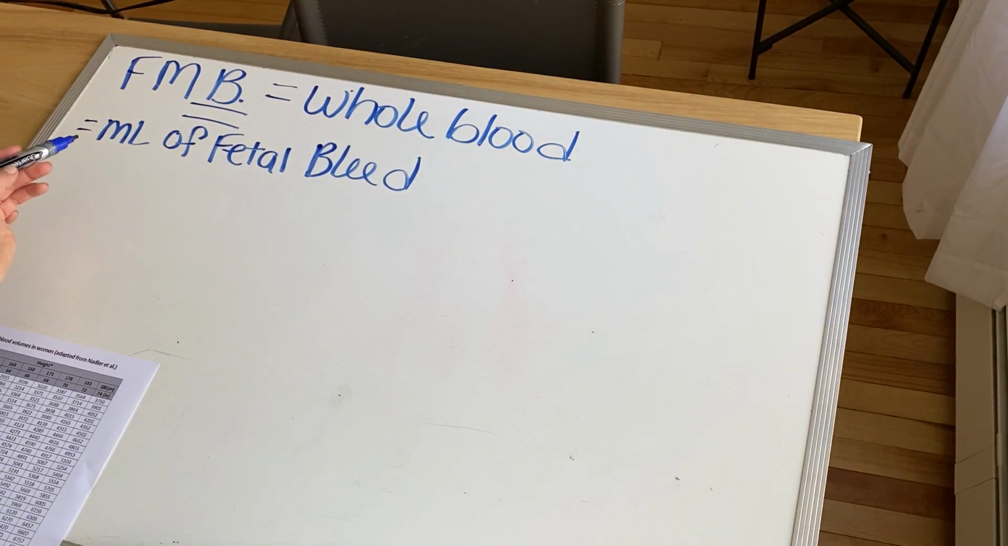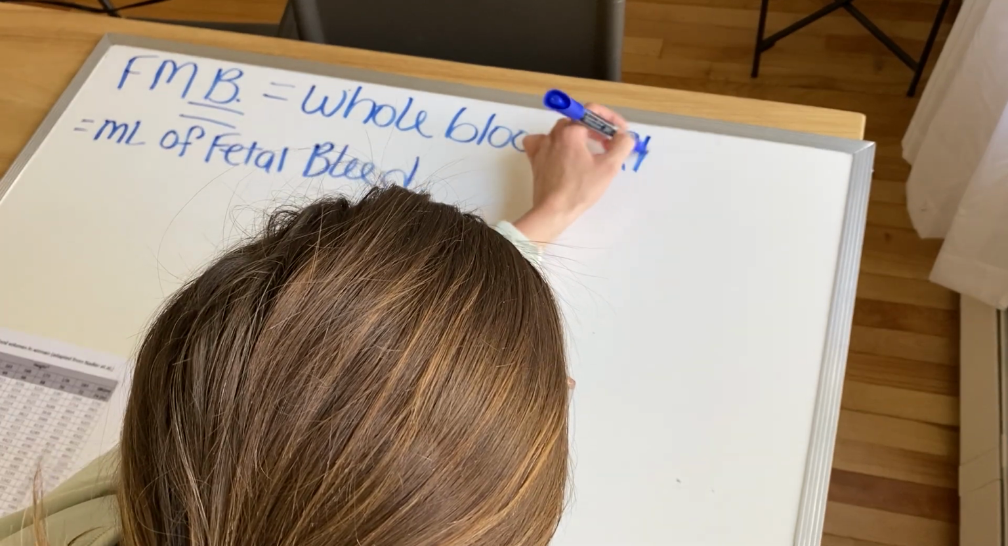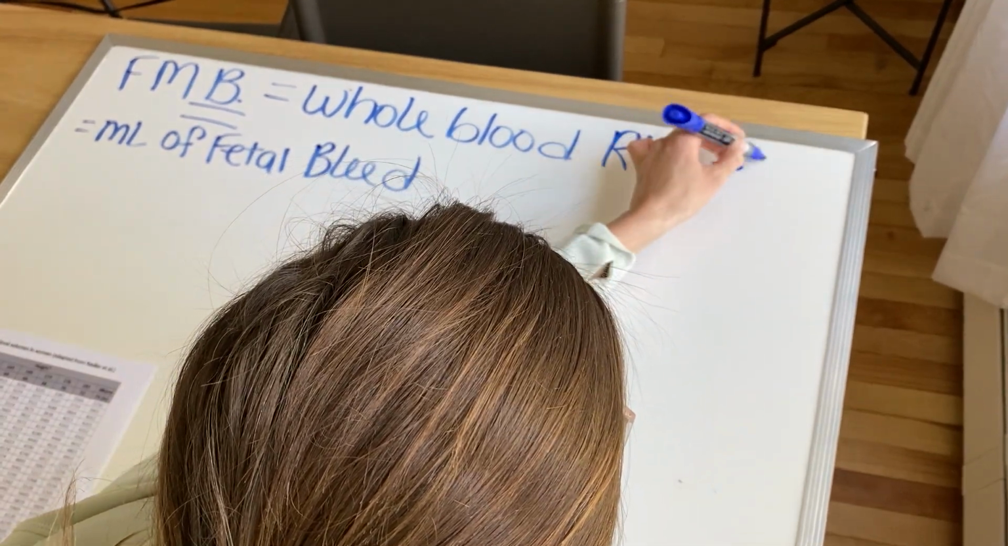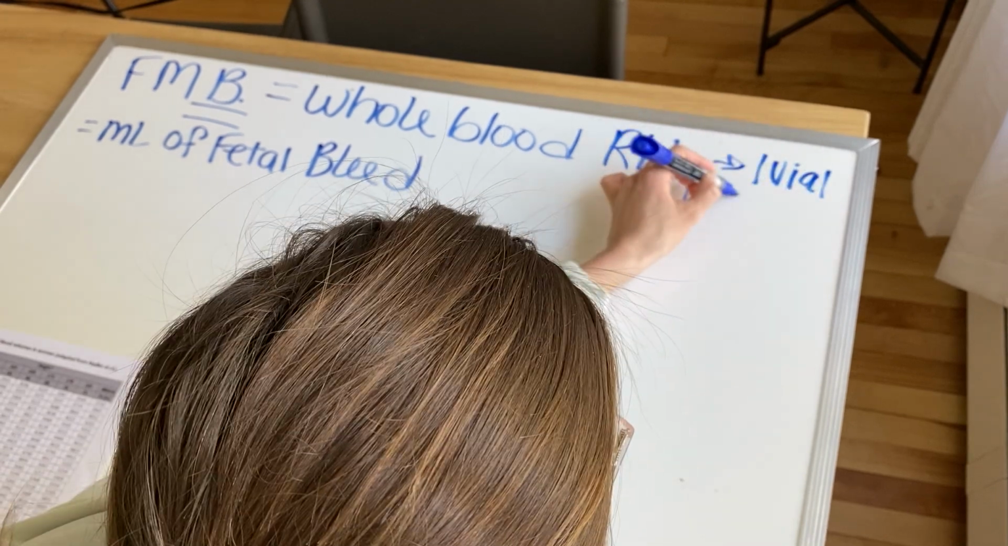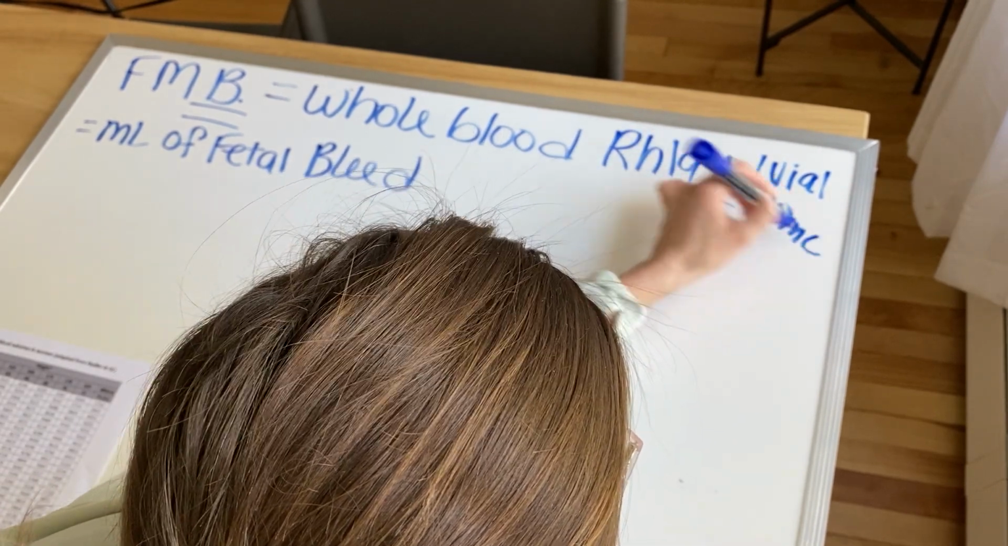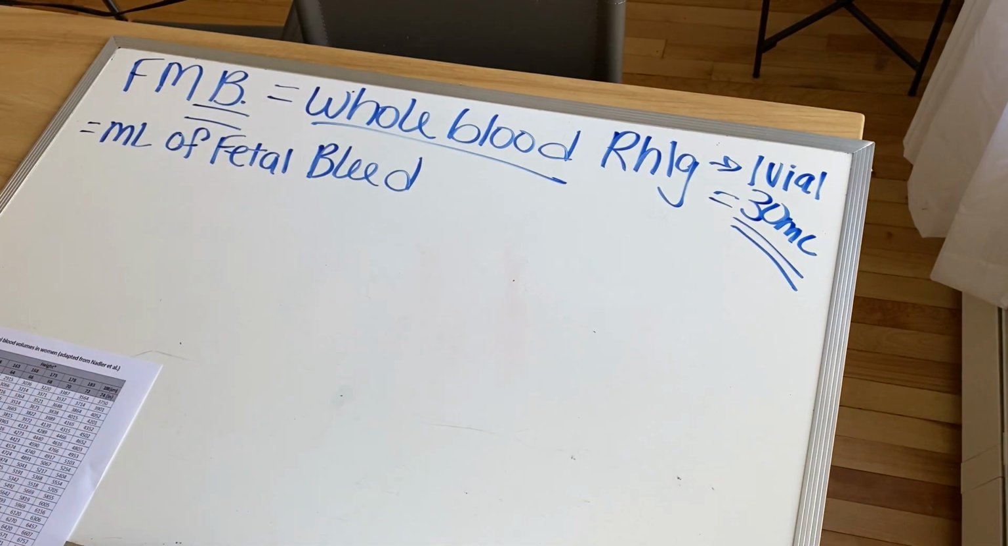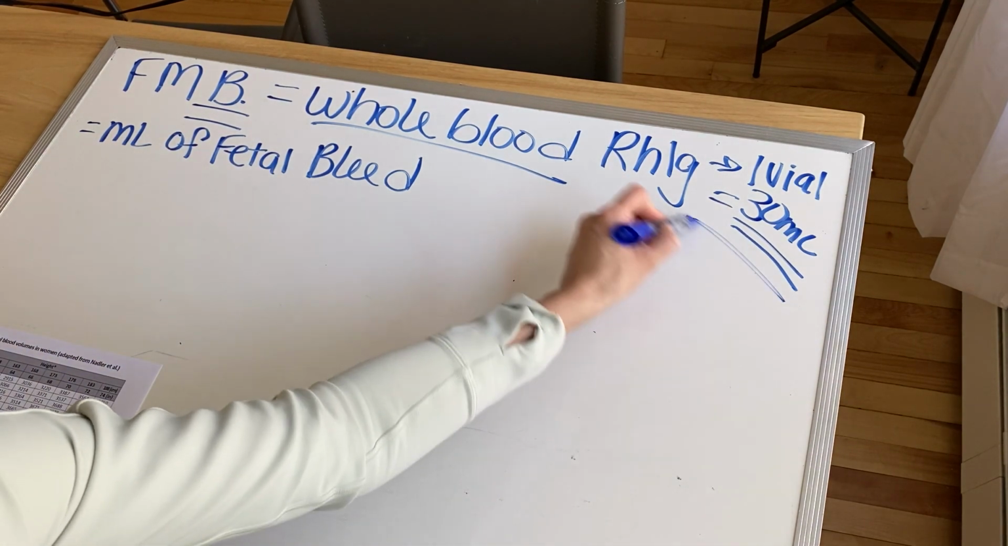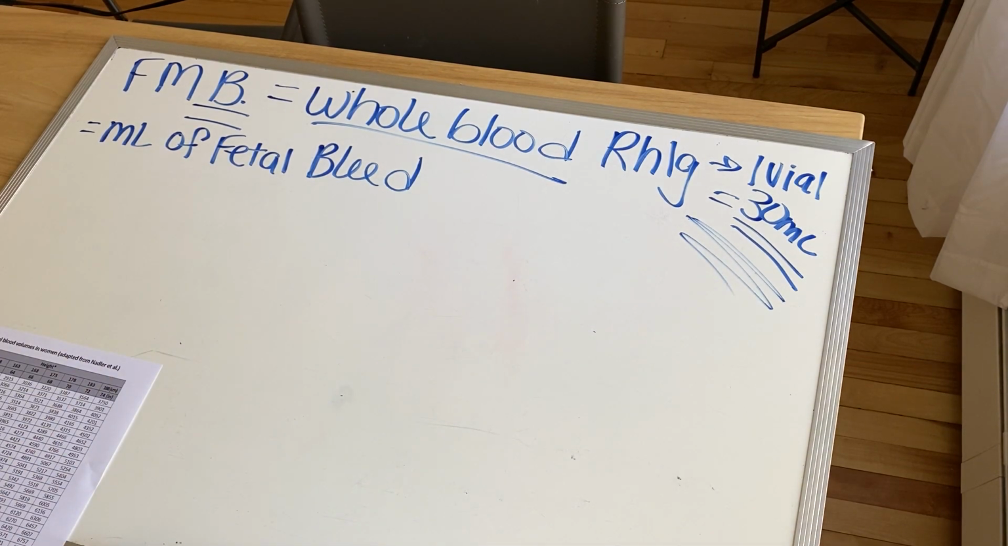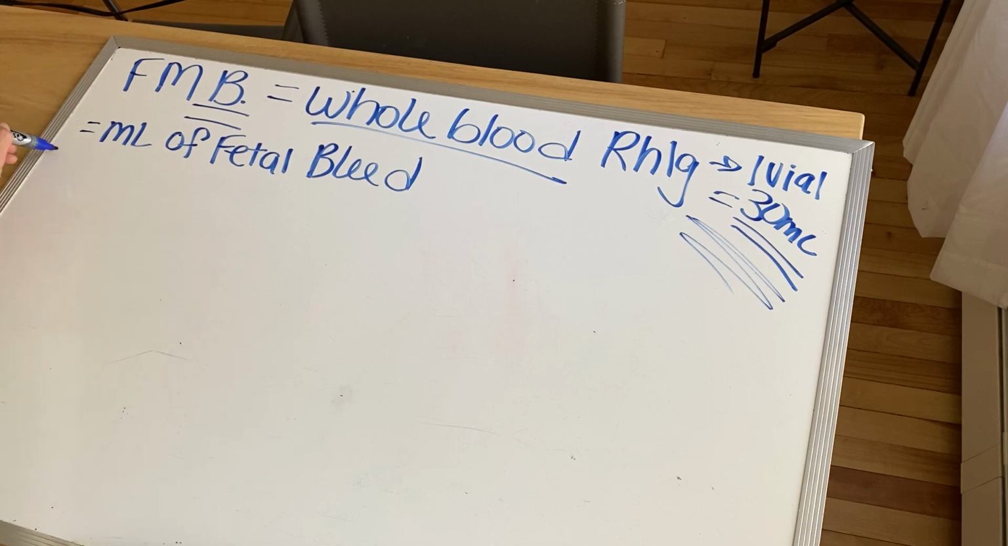And we know that RhIg 1 vial equals 30 mils, covers 30 mils of whole blood. Okay, so this is what we're calculating so that we can determine how many vials we have to give. That's the whole point of this calculation, and it's the whole point of doing a Kleihauer-Betke stain. So that's what we're looking for.